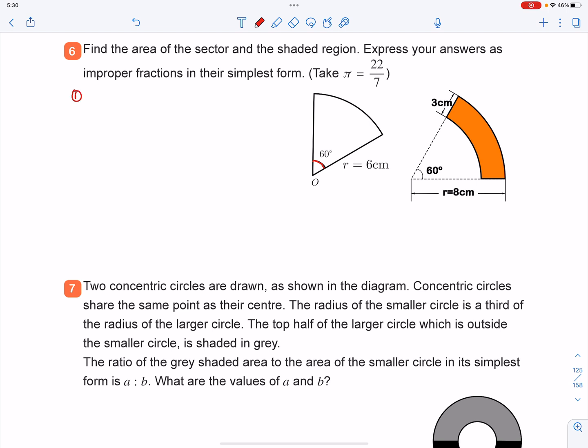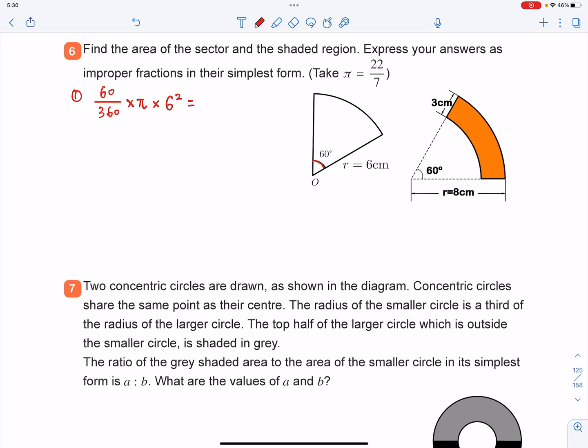So for the first question, we're going to do 60 divided by 360, which is just 1/6, times pi, times r squared, which equals 6, so times 6 squared. All right, and that's going to be the answer to the question.